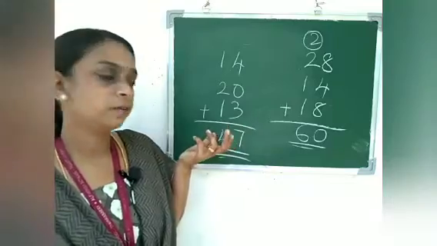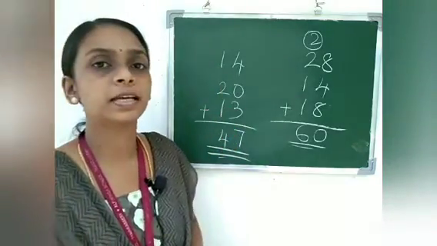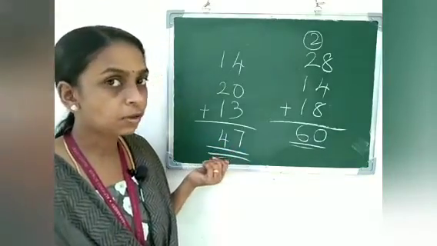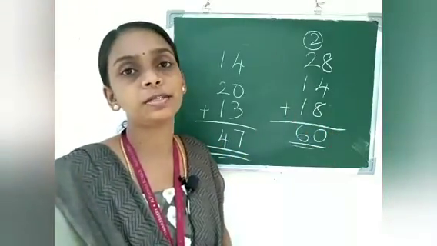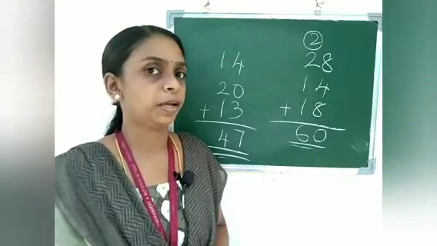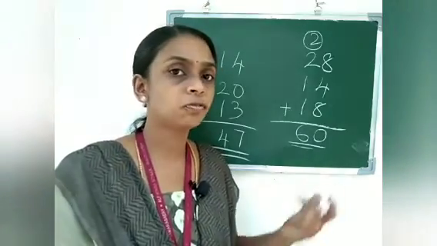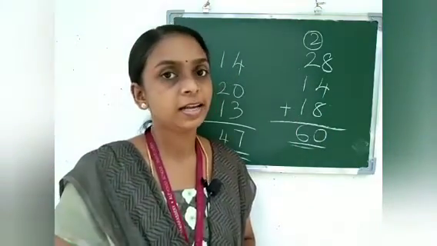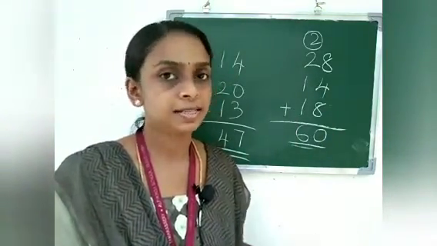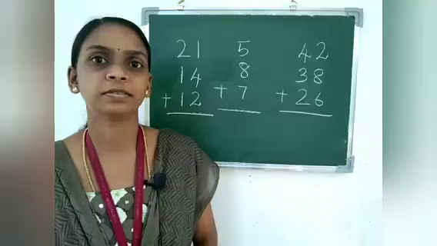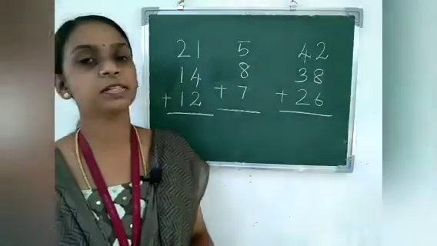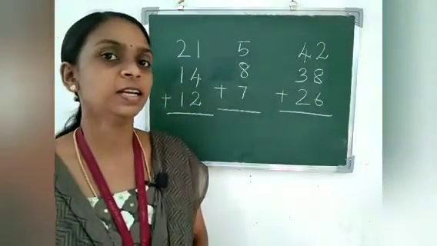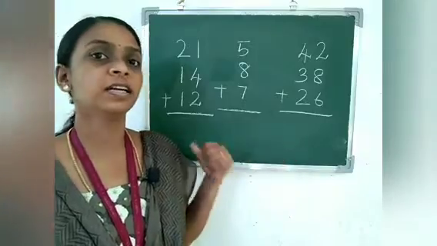So now we looked at 2 types of problems: addition of 3 two-digit numbers without regrouping and addition of 3 two-digit numbers with regrouping. The word problems of these two types of addition we also studied, and I will explain that through the slides. Now we will look at certain examples of addition of 2-digit numbers and 1-digit numbers.